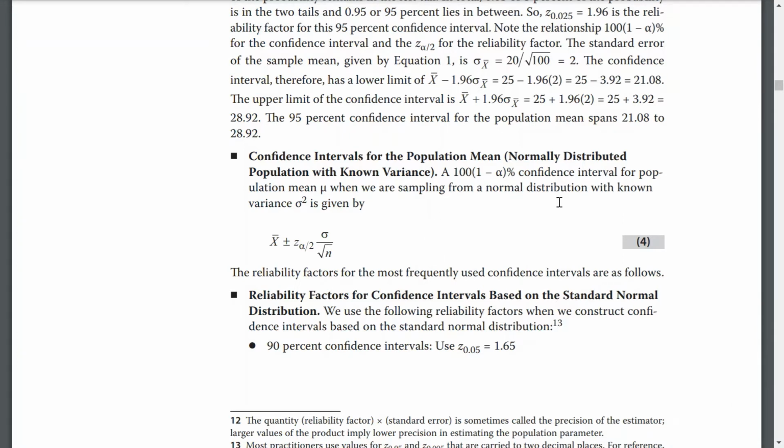Confidence intervals for the population mean, normally distributed population with known variance, look like this. Reliability factors for confidence intervals based on the standard normal distribution: we use the following reliability factors when we construct confidence intervals based on the standard normal distribution. 90% confidence intervals use z sub 0.05 equals 1.65.